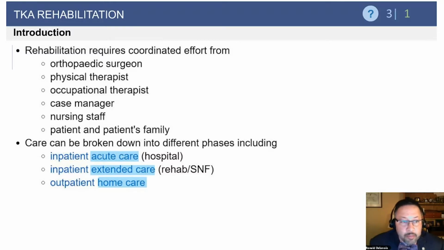The prehab, the inpatient piece, which is broken into 2 sections, the acute care and the extended care, and the outpatient home care. The prehab has debate in terms of efficacy. It's involving physical therapy prior to the initiation of the arthroplasty and its effects. There's mixed results. Some results out of the Rubin Institute have stated that prehab has shown some efficacy, but other studies have suggested that there's no benefit to prehab prior to total knee arthroplasty.